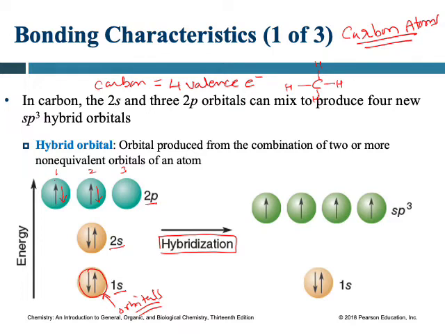So let's remove this. Let's understand what the hybridization theory is. During hybridization, one of the electrons from the 2s moves up, and now all these 3 orbitals are going to mix together.